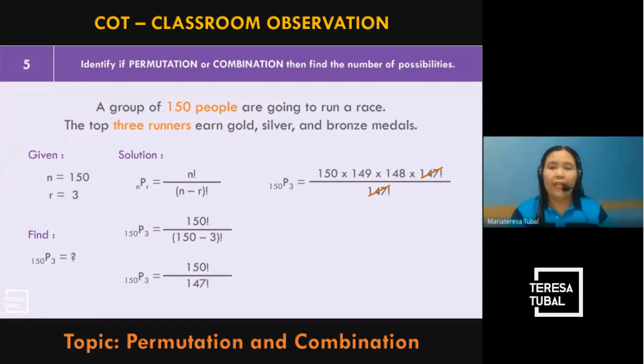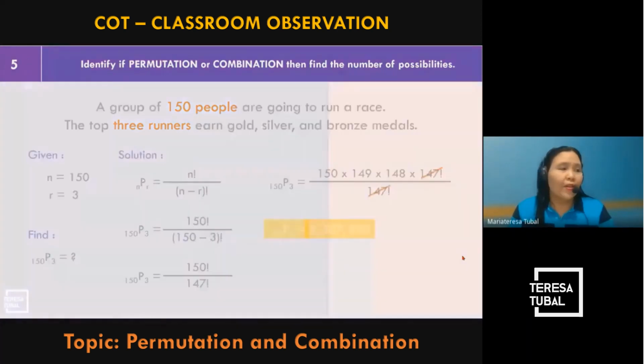3,307,800. Okay, very good. 3 million, ulitin ko again, 3,307,800. So that is the permutations of 150 objects taking 3 at a time. So imagine niyo yung chances for gold, silver, and bronze medals. Grabe sa laki, 3 million. Okay, how about number 6?